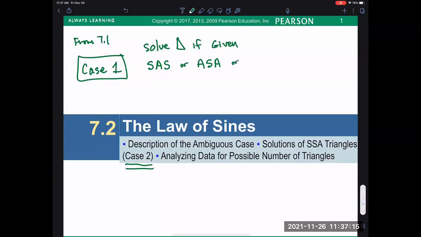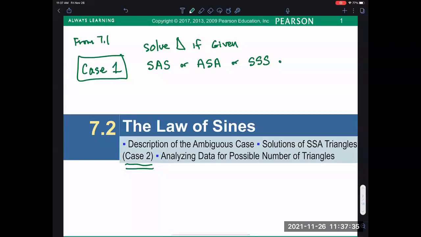Or if you are given all 3 side lengths of the triangle, well, you could imagine you just stick those 3 line segments together and you get a triangle. But we would still wonder, what are those 3 angles formed in that triangle? So we could still solve the triangle.